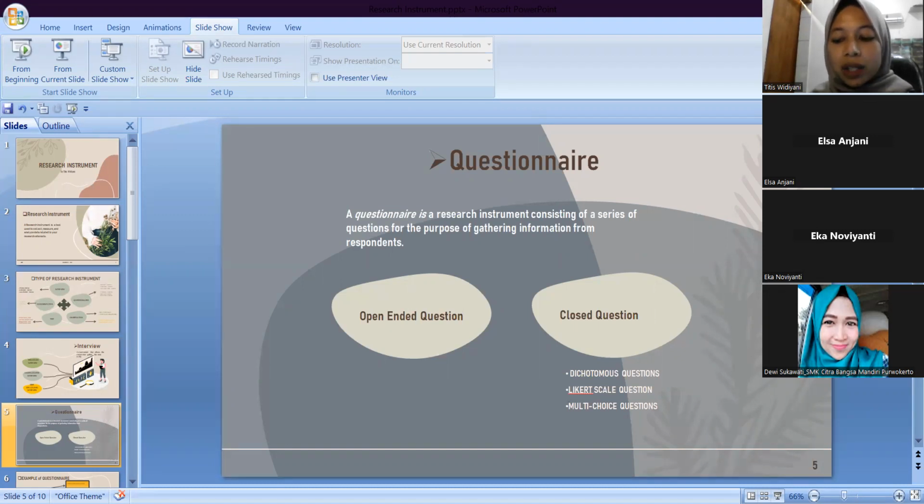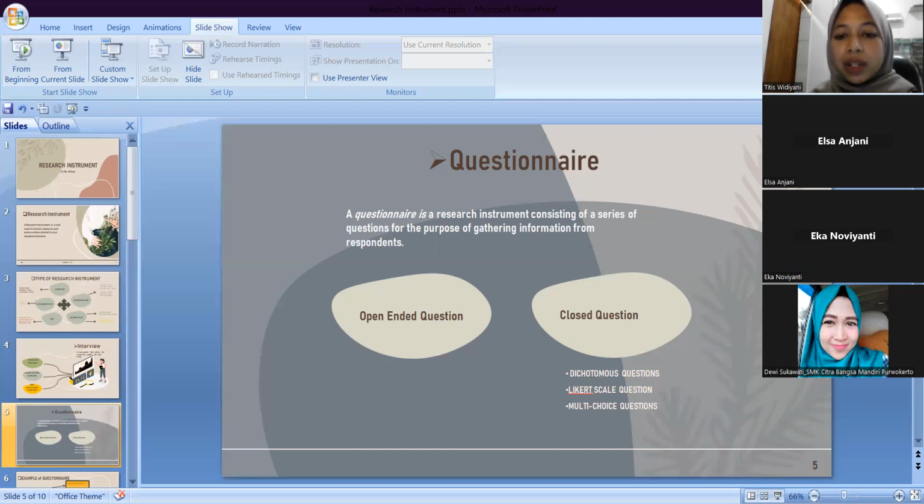Open-ended question is a question that cannot be answered simply. So you give freedom to the respondent in answering the question. And actually the respondent can elaborate on the topic. And the second is closed question. In this kind of questionnaire, the question can be answered simply because the researcher has already provided some options to be chosen.